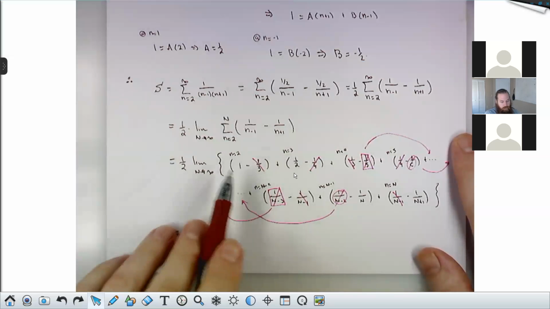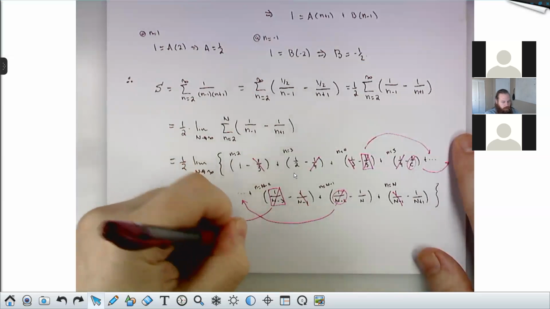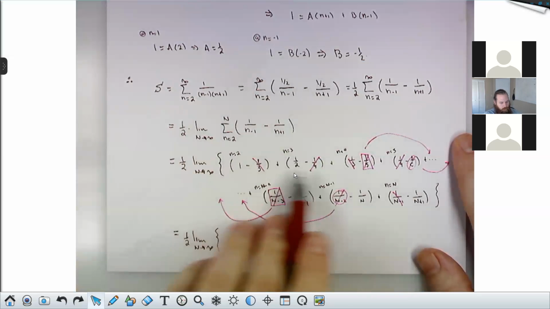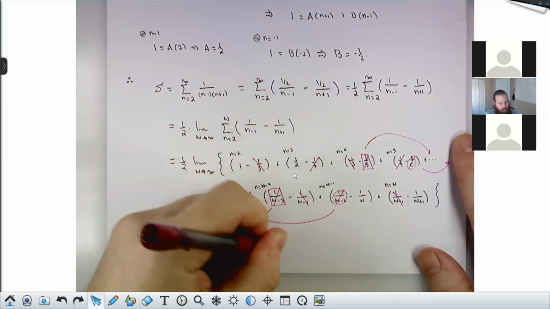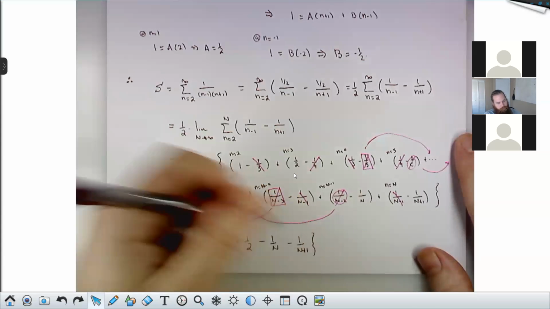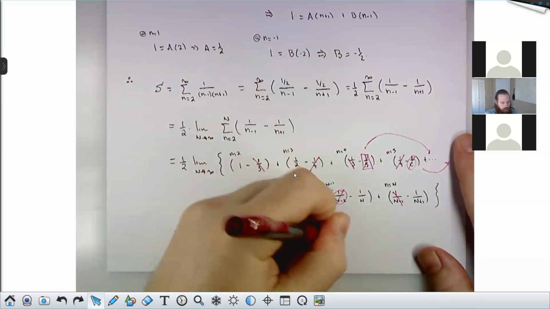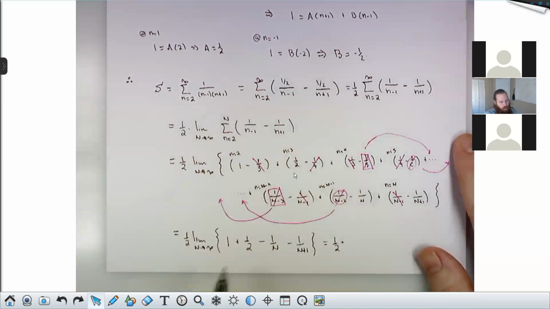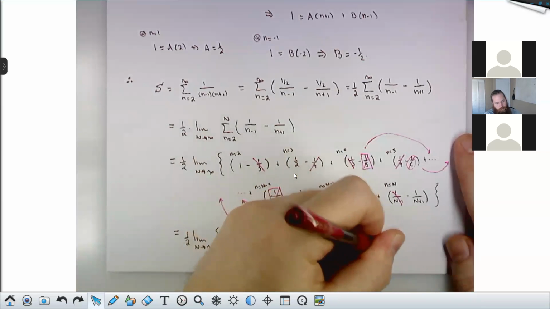So, what survived? The 1 survived. The 1/2 survived. Everybody else got beaten out until you get to the 1/n. He survived. And the 1/(n+1), he survived. And as capital N goes to infinity, these two terms go to 0. So we get 1/2 times 1 plus 1/2, that's 3/2 or 3/4.